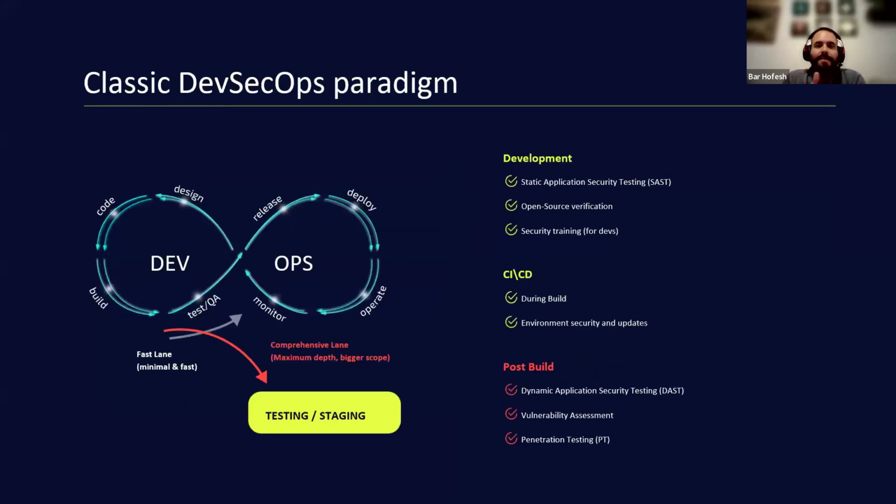So the classic DevSecOps paradigm basically looks like that. In the development stage, we're doing static application security testing, or SAST, which means running through the code with an automated solution and looking for vulnerabilities. We have open source verification, or SCA, software composition analysis.